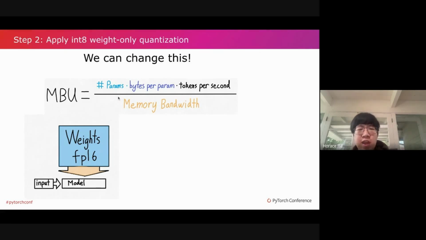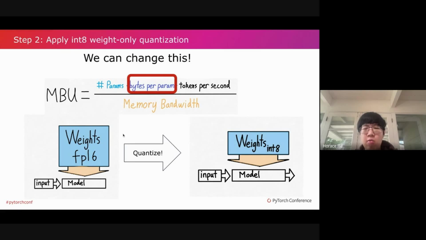We can't really change the number of parameters. Well, we can, but it's not that easy. So bytes per parameter really stands out as the first thing you can decrease. What we can do is quantization, where we convert the FP16 weights into int8 weights. Now the bytes per parameter goes down from 2 bytes per parameter for FP16 to only a single byte per parameter. You can see that this gives us a lot more headroom to improve our model's performance.